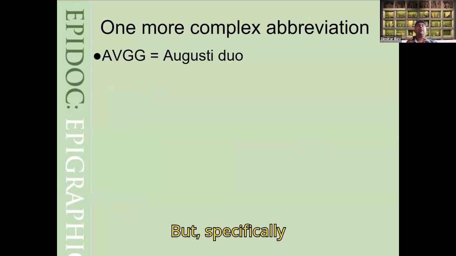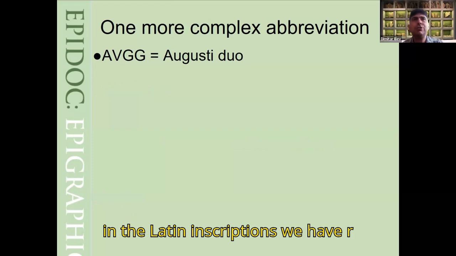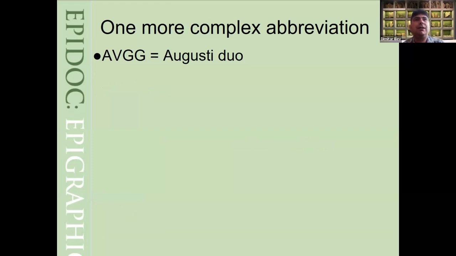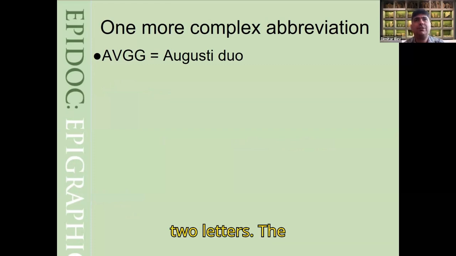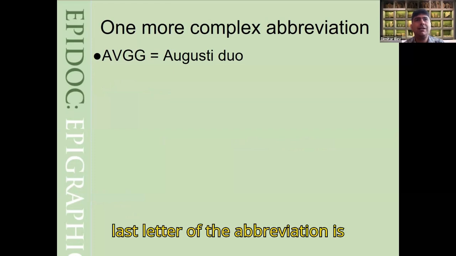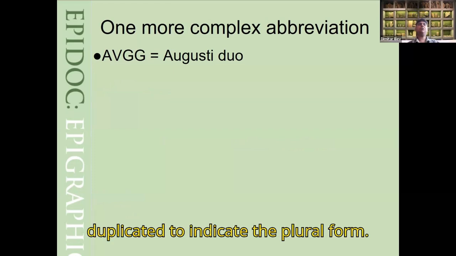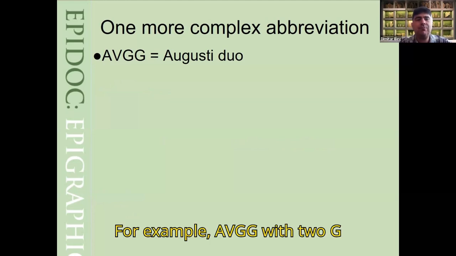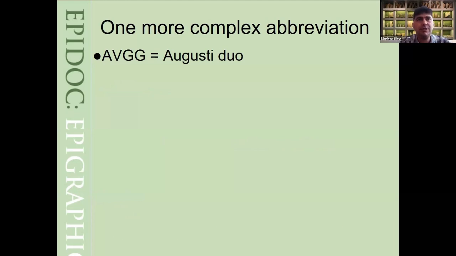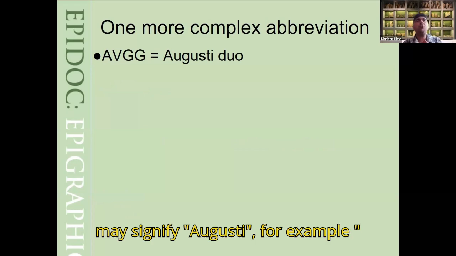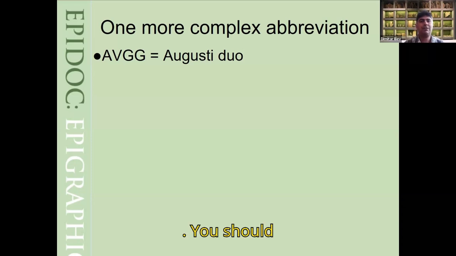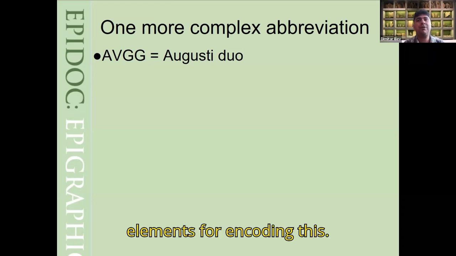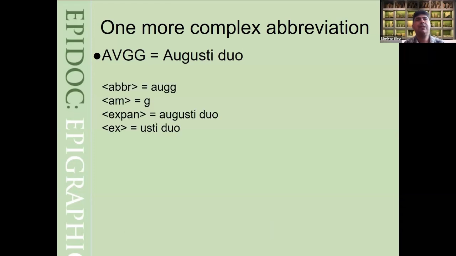But specifically in the Latin inscriptions, we have rather complex cases when you have two letters. The last letter of the abbreviation is duplicated to indicate the plural form. For example, Aug with two Gs, two Gs may signify Augusti, for example, Augusti Duo or simply Augusti. You should have slightly more sub-elements for encoding this. Let us see.